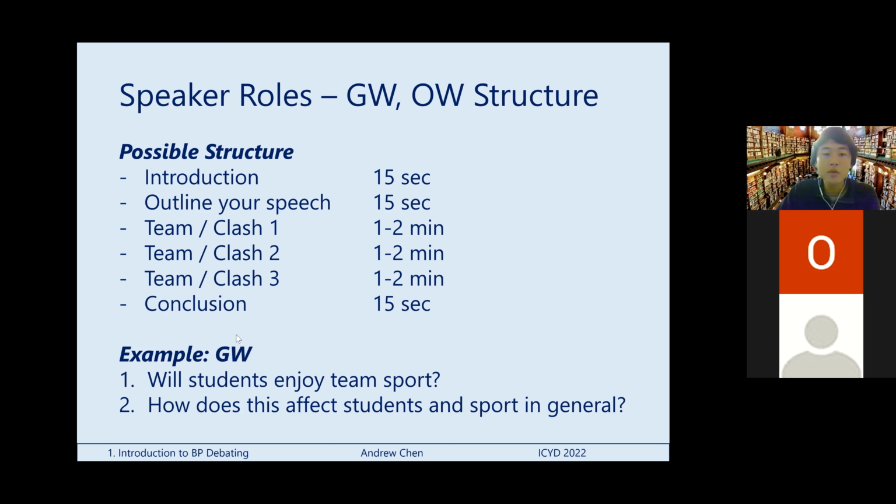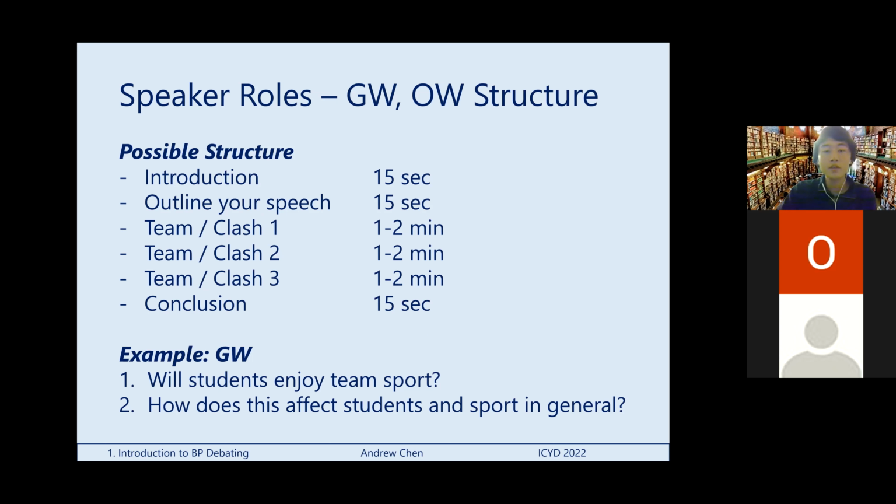So for a clash-based whip, for example, thinking back to this team sport debate, from government whip you might have two questions. The first being whether students will enjoy team sport. And then secondly, how does this affect students and sport in general? If you do it by clash, under each question, you'd mention what the other teams have said in the debate, what your team has said, and then do a bit more explanation of why your responses and your team's contributions are particularly strong and mean that your team deserves to win the debate.